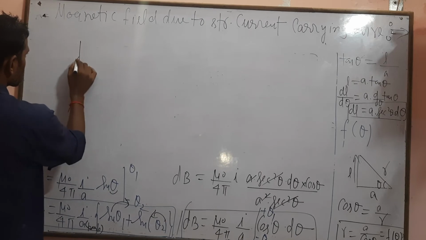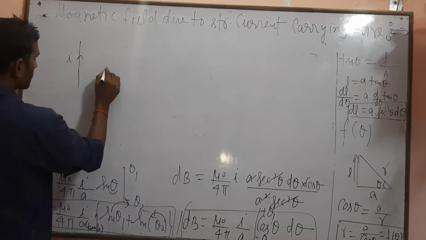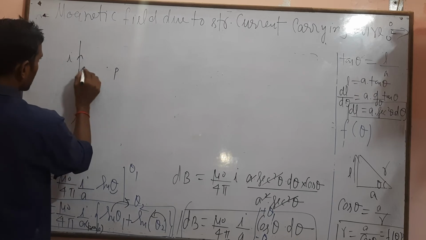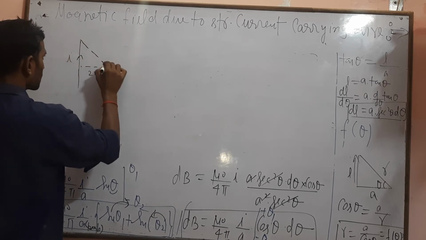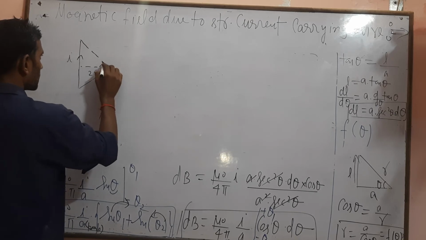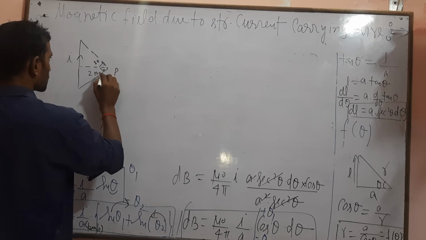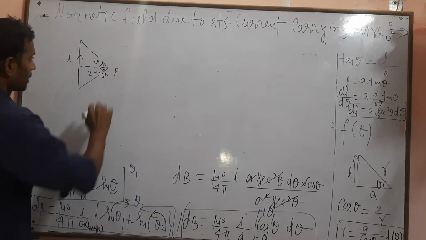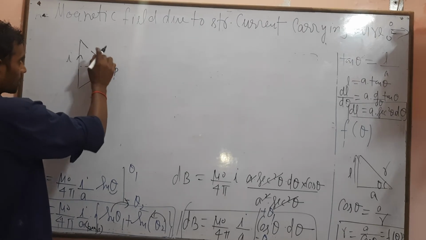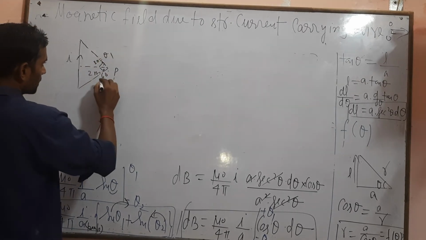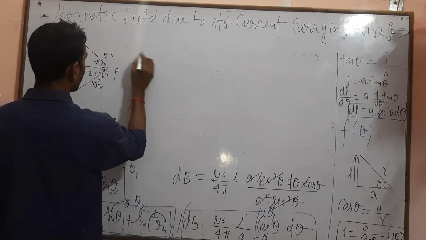Let us suppose this is the current I. We need the magnetic field at this point. This is 2 meter. This angle is 30 degree, and this angle is, let us suppose, 60 degree. Opposite sense. Theta 1 is clockwise, theta 1 is this, and theta 2 is anti-clockwise. So the magnetic field at point P.